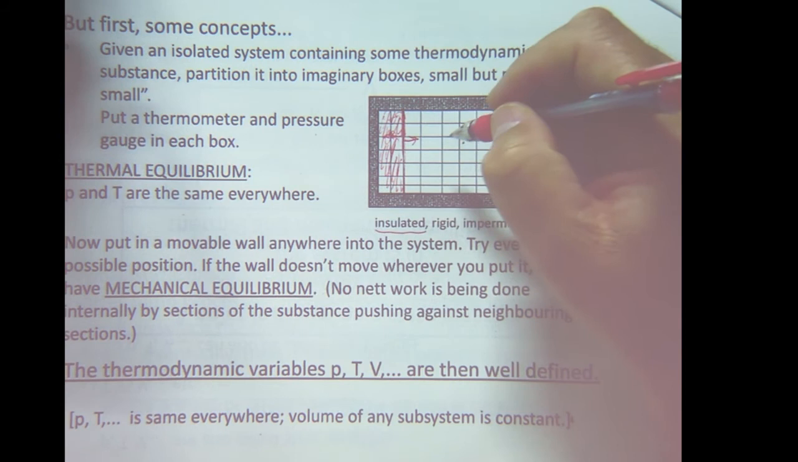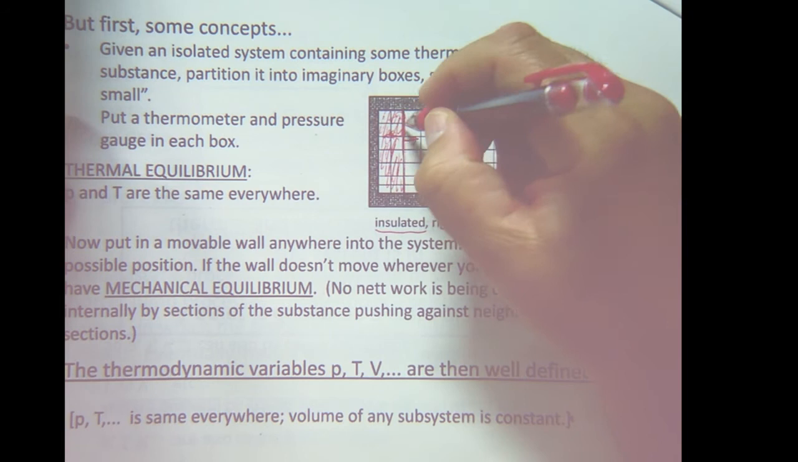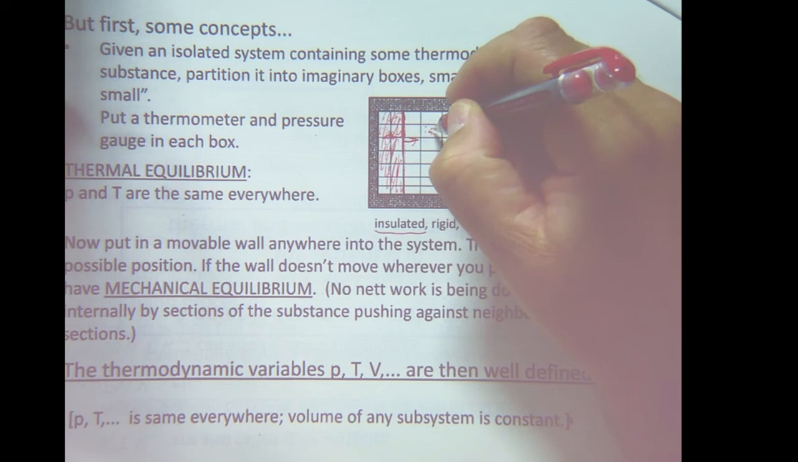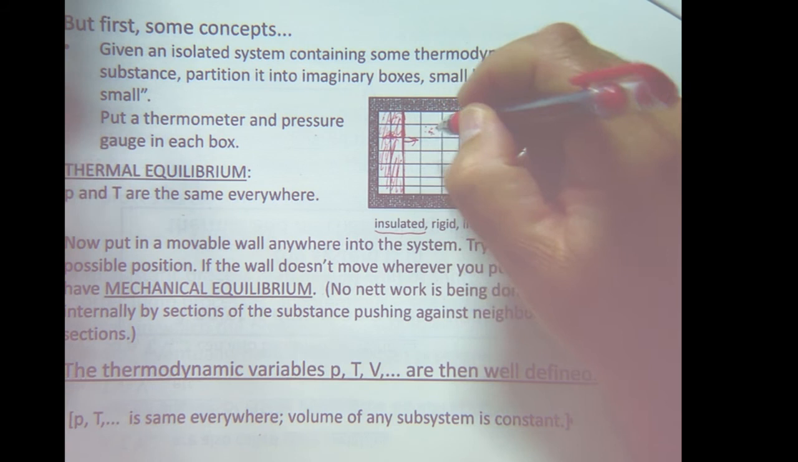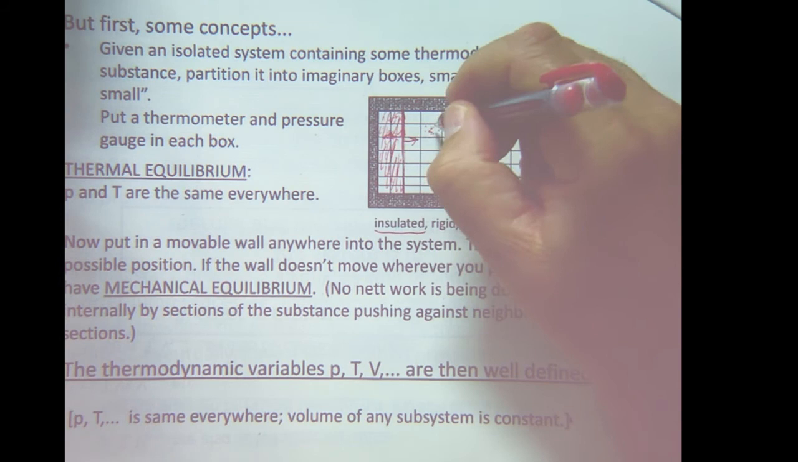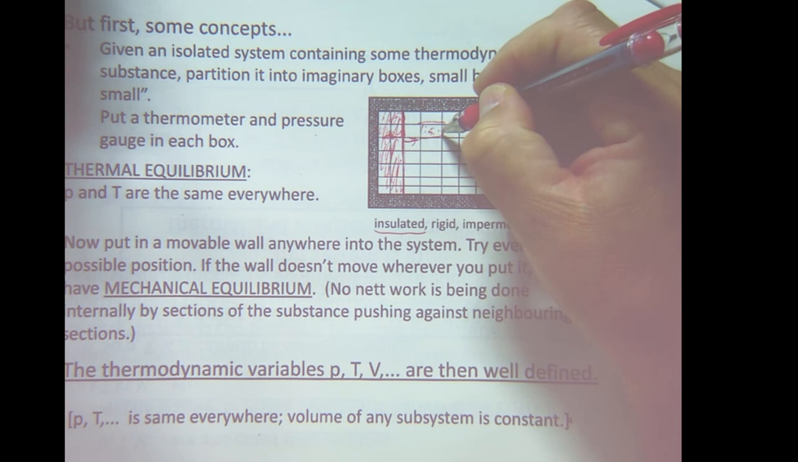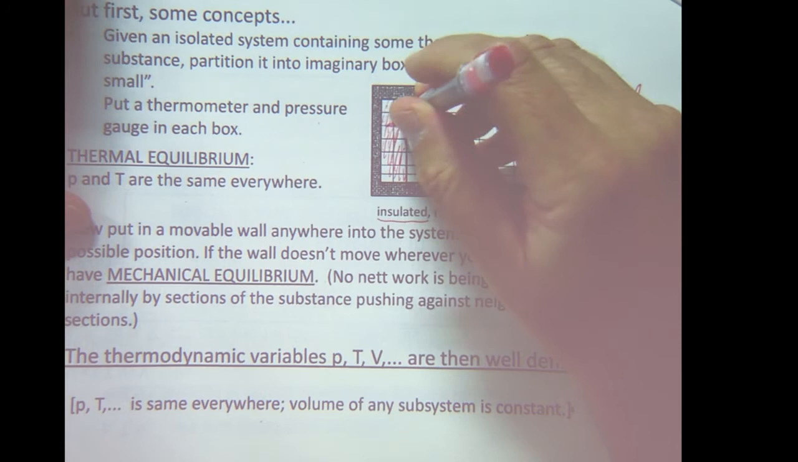That's an idealization, of course, because in reality, if you look at these boxes and they're small enough, then you have fluctuations in the number of particles, you have fluctuations in the local pressure, and locally, at a very small scale, the subsystem will be doing work on its surroundings. But we're talking about subsystems which are large enough where that's invisible. So mechanical equilibrium is that the pressure and temperature are the same everywhere.